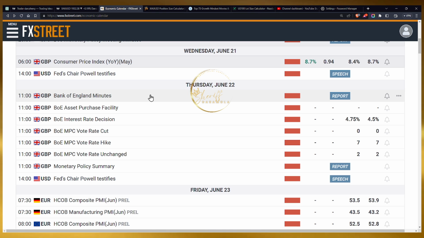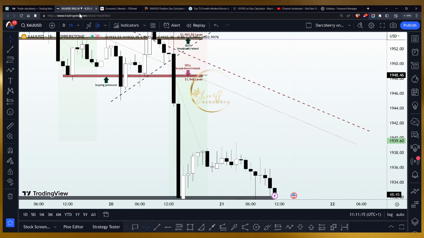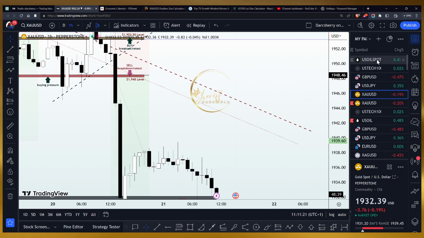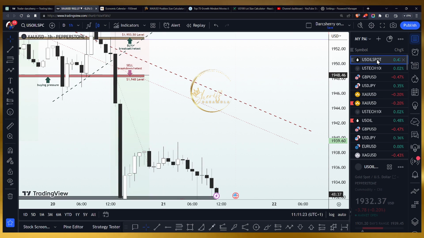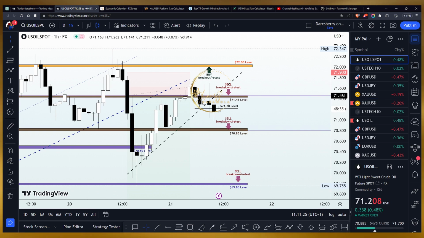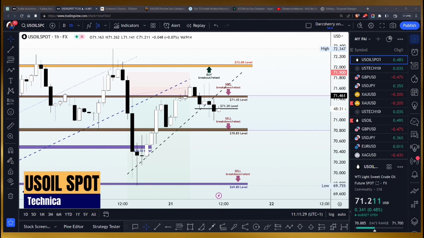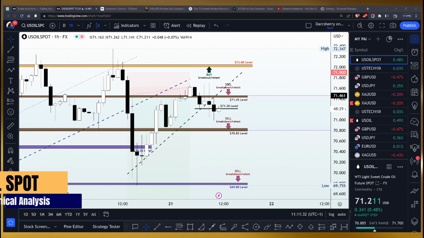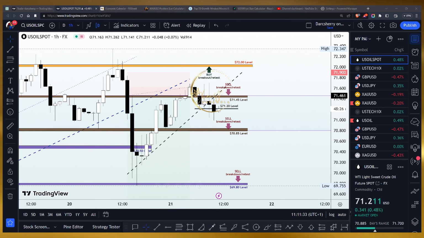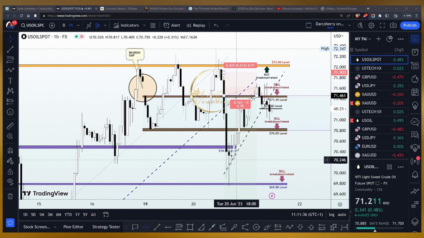So with that being said here, let's dive right into the charts, where we shall be looking at things from a technical standpoint, at the same time positioning ourselves for the New York session today. So as usual, the first instrument we are going to be taking this morning is going to be the US Oil Spot.